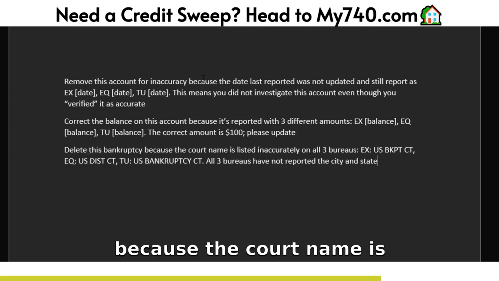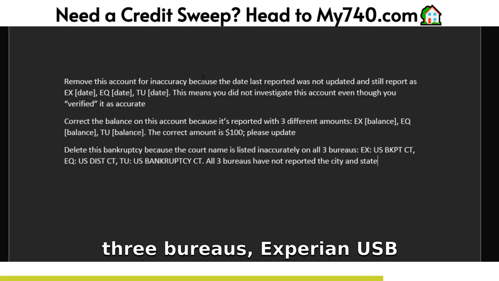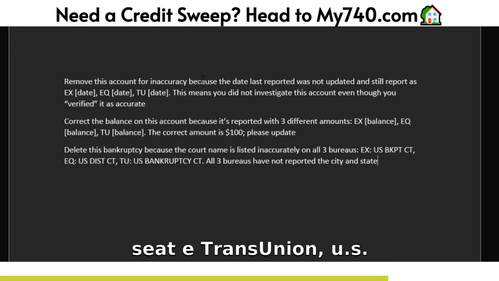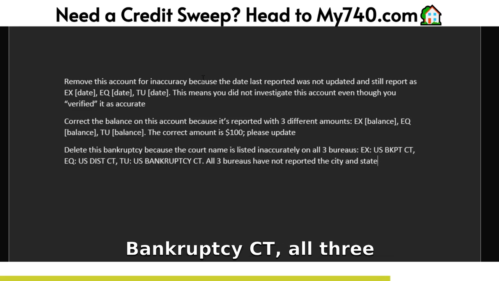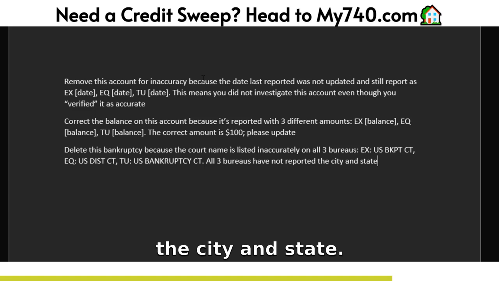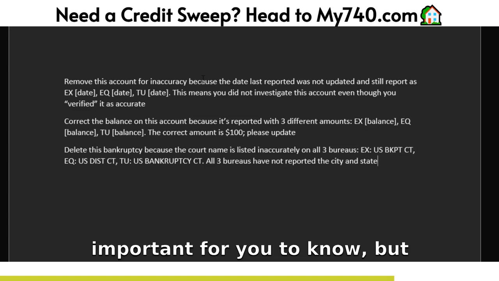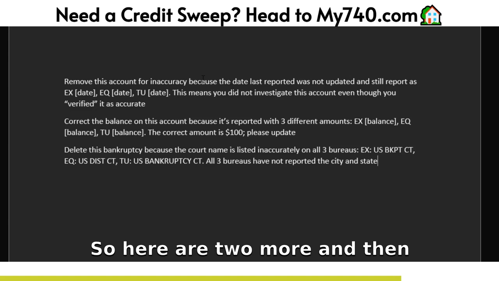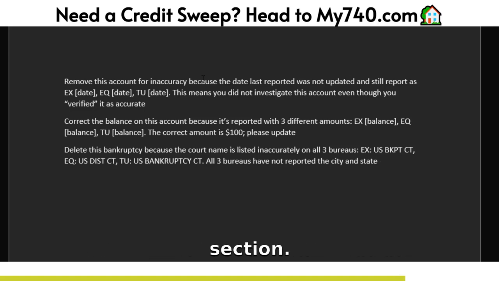Delete this bankruptcy because the court name is listed inaccurately on all 3 bureaus. Experian, US BK PT CT. Equifax, US DIST CT. TransUnion, US Bankruptcy CT. All 3 bureaus have now reported the city and state. Now, not only is that important for you to know, but it can also not be abbreviated. It should not be US BK PT CT. Okay, so here are 2 more, and then we're going to be done with the section.